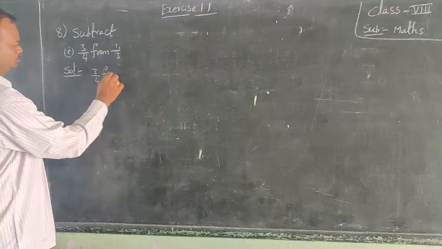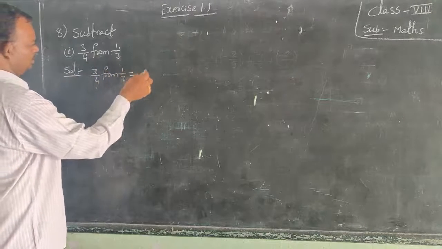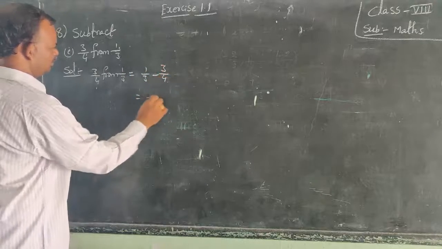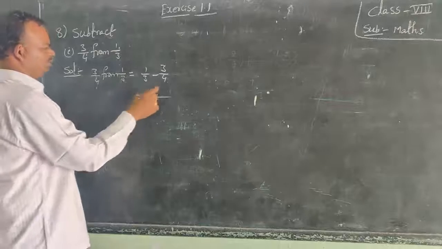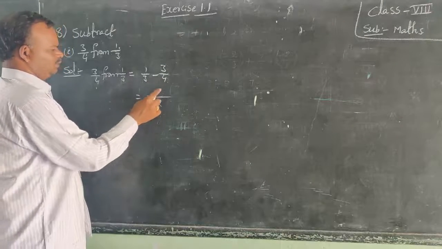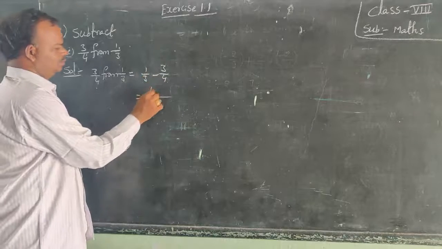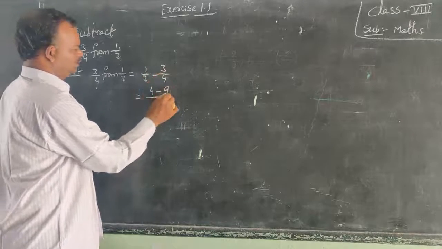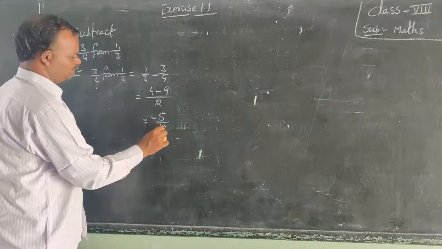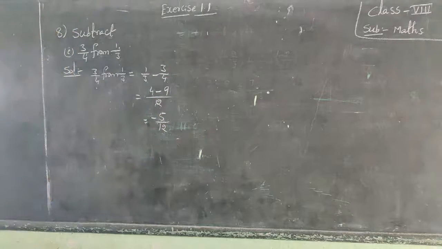3 by 4 from 1 by 3 is equal to 1 by 3 minus 3 by 4. Take LCM. 3 4s are 12. 3 divides 12 into 4 times. 4 1s are 4 minus 3 3s are 9. 4 minus 9 is equal to minus 5 by 12.